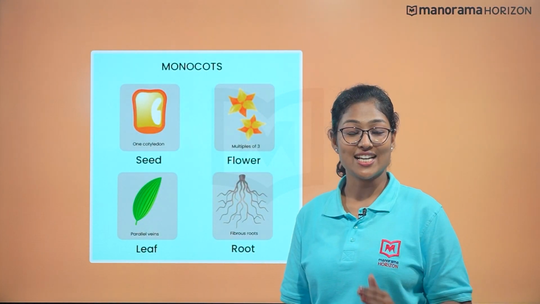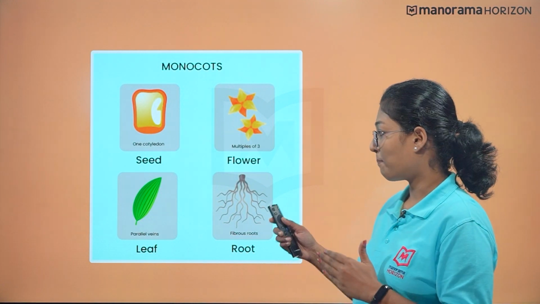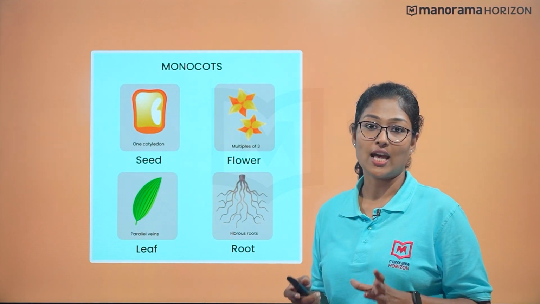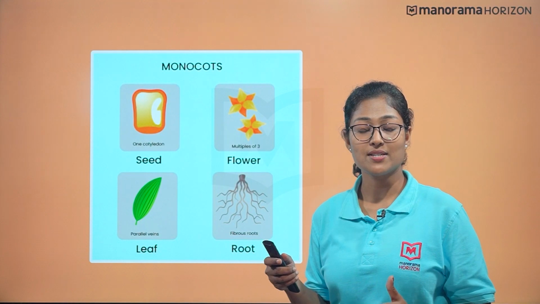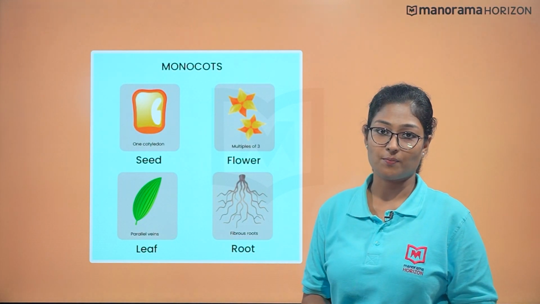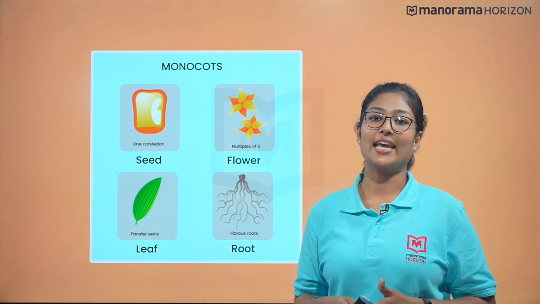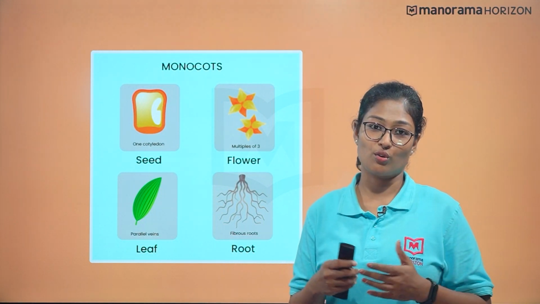Monocots have a single cotyledonous seed, leaves which show parallel venation, and the flowers are trimerous, having 3 members in each whorl. They exhibit fibrous root system. Grains, lilies, daffodils, sugarcane and grass are the examples of plants that are monocots.